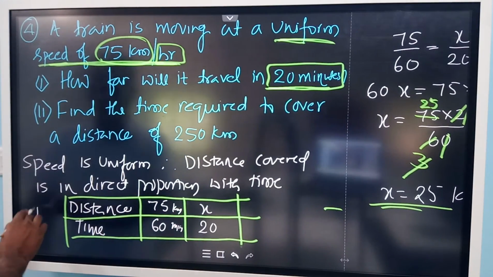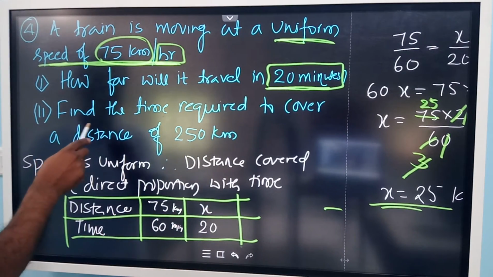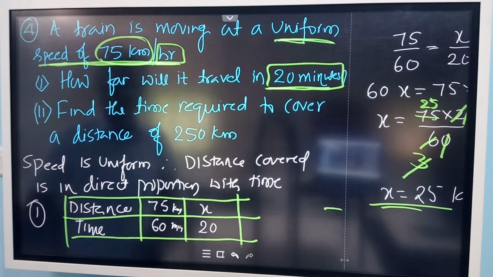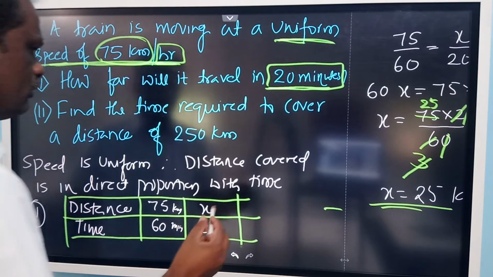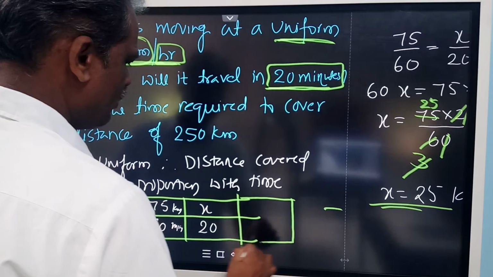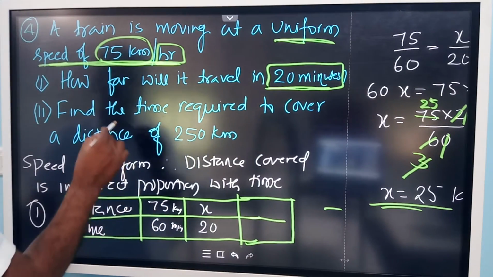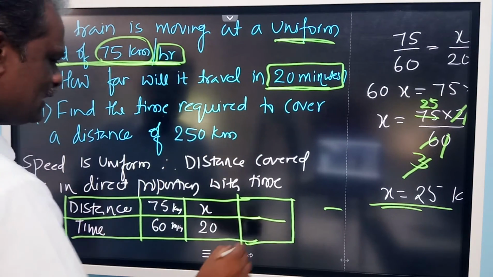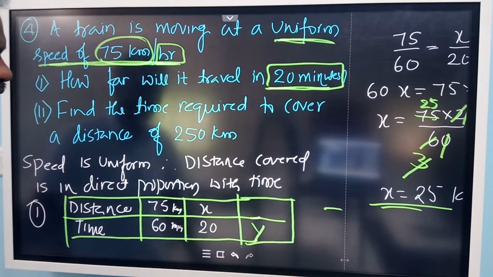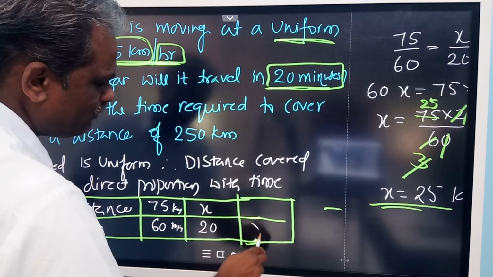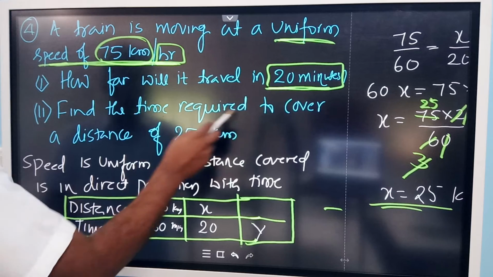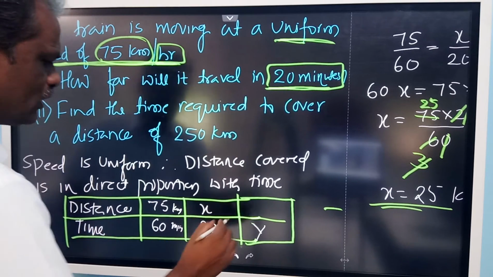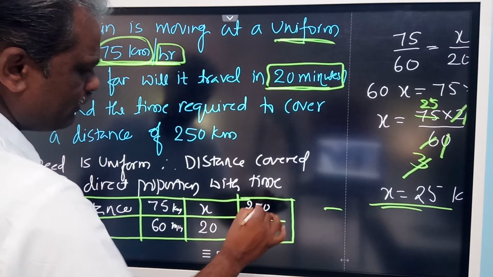Okay, so we calculated the first part. Second one, find the time required to cover a distance of 250 kilometers. So now we can write one more box here. Time is what we need to find out, so take this as y, to cover a distance of 250 kilometers. Distance is given as 250 kilometers.